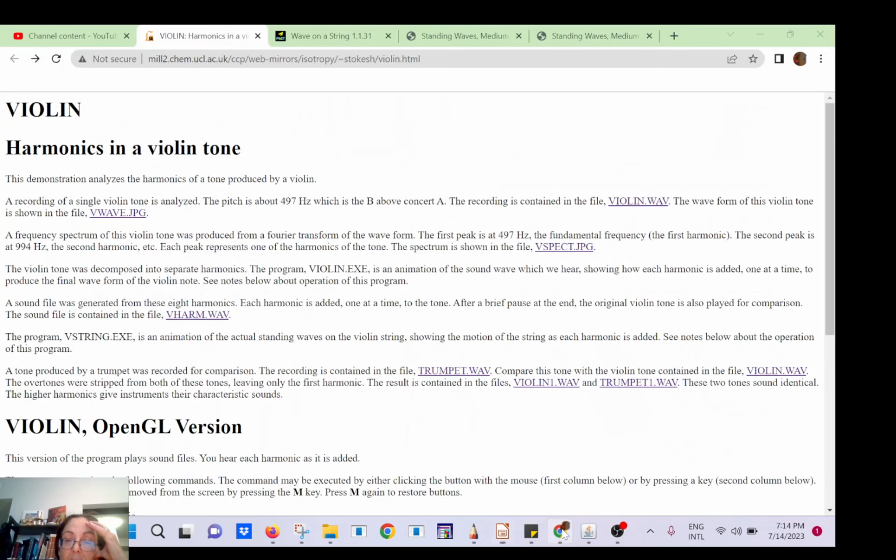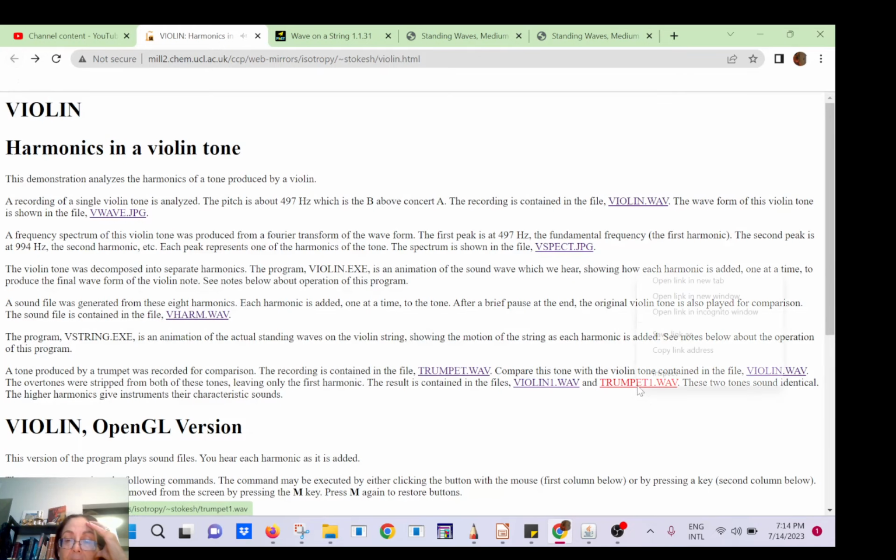So let's hear. First harmonic for the violin, first harmonic for the trumpet.